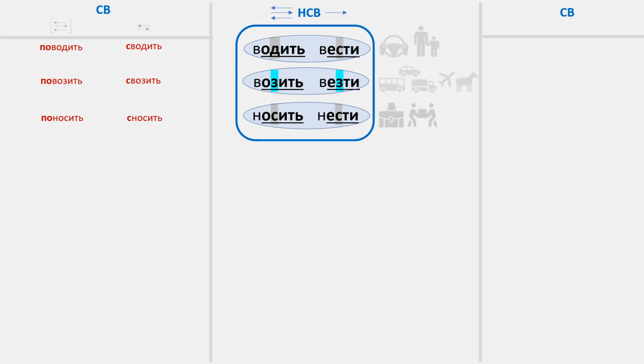So, он поносил еду в школу месяц. Он сносил кота к ветеринару утром. Он сносил кота к ветеринару несколько раз. Он сносил кота к ветеринару 2 раза. Listen and repeat after me.